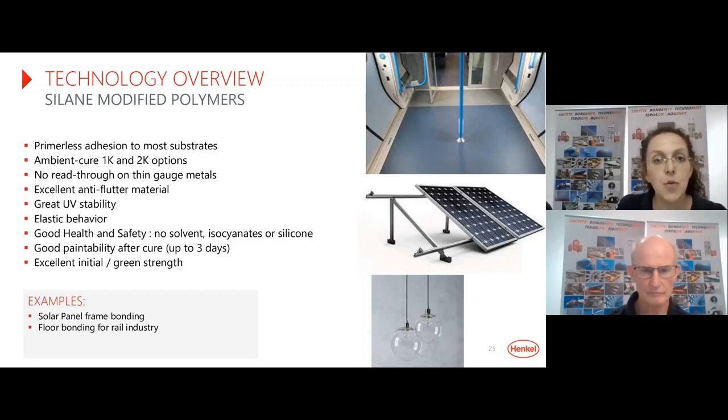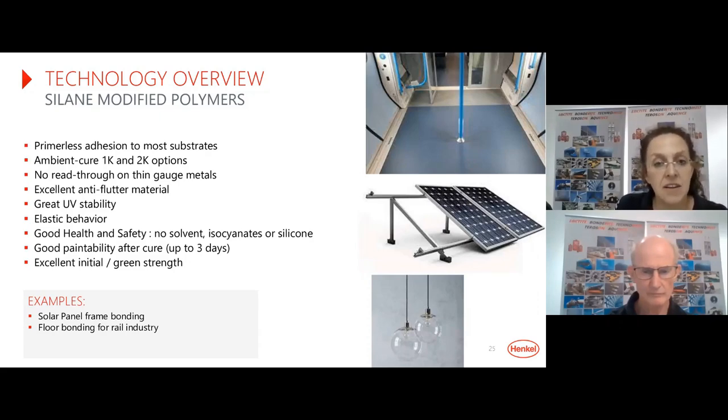They can be used in floor bonding. We've got your train floor example in here, where the large surface area gives you very high bond strength overall. They're also used in solar panel bonding, so we're bonding the panel onto the frame in this example. And they're also used in light fittings because they've got good UV stability.